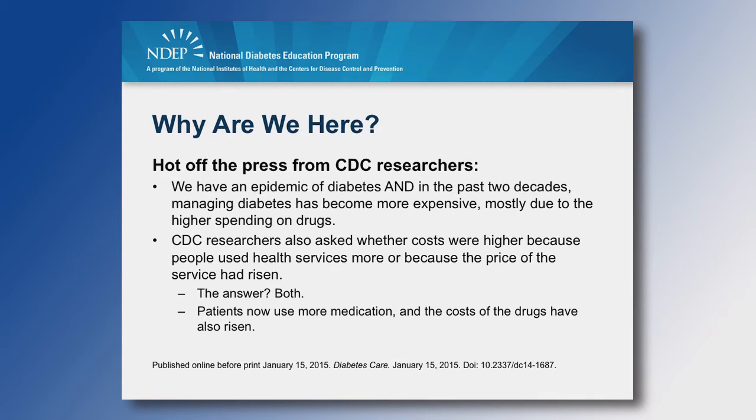So why are we here? Well, right hot off the press in the past 2 weeks, there was an article from CDC researchers in the Division of Diabetes Translation that has shown that the costs to people who have diabetes have increased. And the reasons are that people are accessing more services, and also that people are using more medication, and the cost of the drugs have also risen. So we know that we have an epidemic of diabetes. So what can we do?